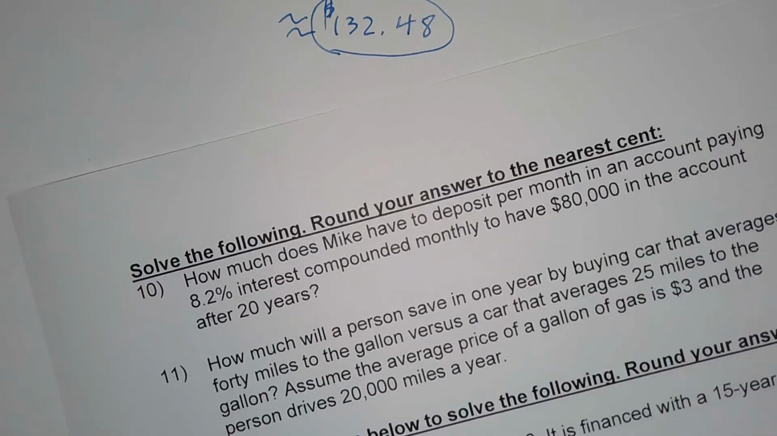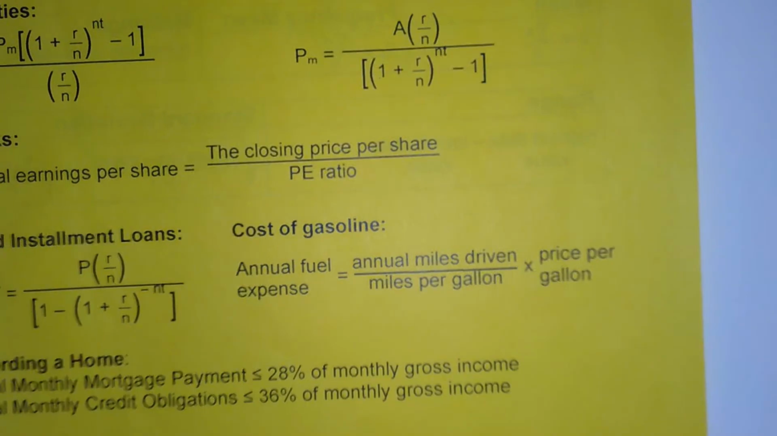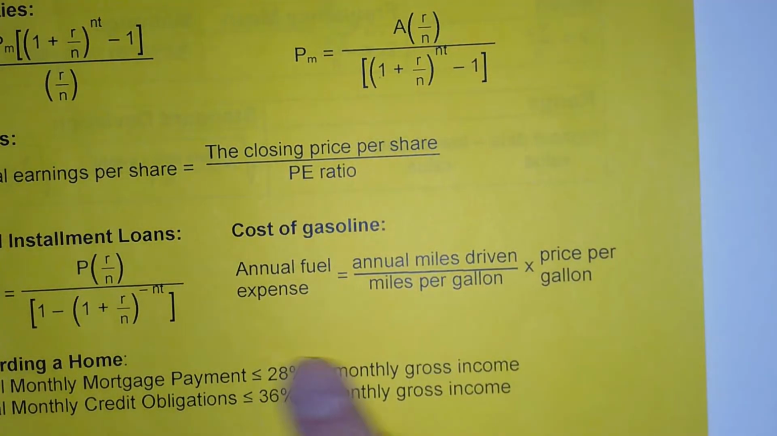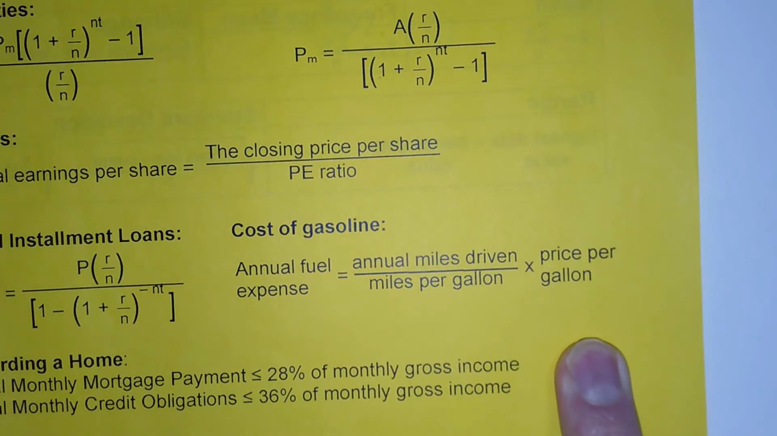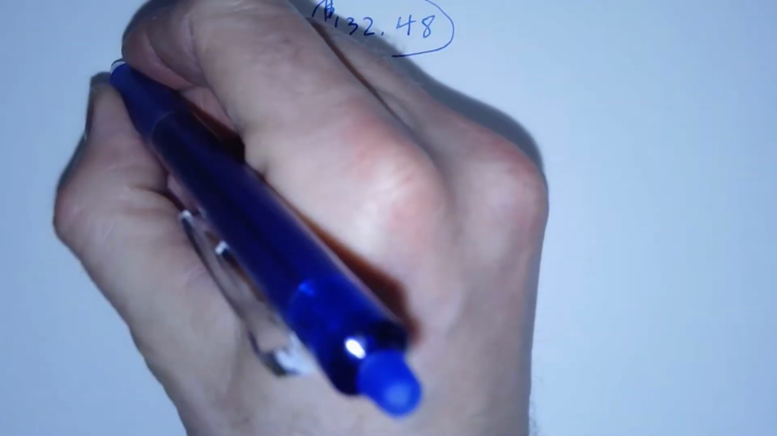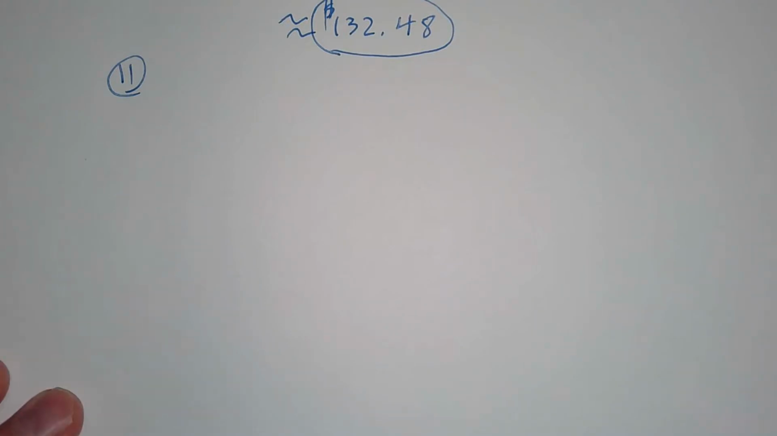So we're now at the bottom of our formula sheet. We're looking at the cost of gasoline. So what we're going to do is compute the annual expense for each car and then subtract. So let's start off with the car that averages 25 miles per gallon.